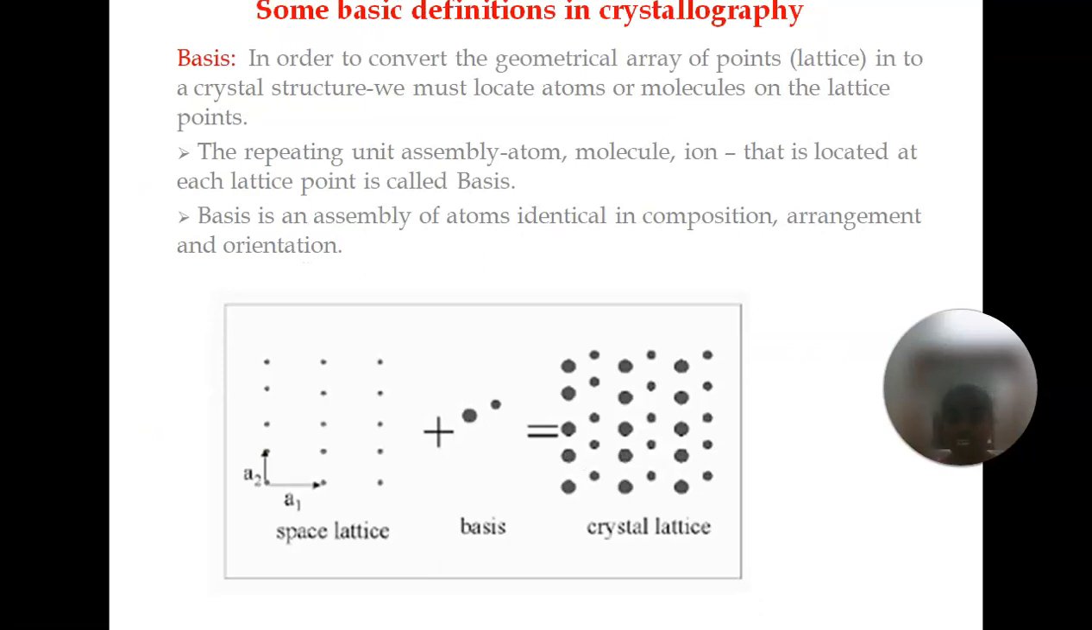Okay, so this space lattice plus basis will give you the crystal lattice. When these lattice points are repeatedly arranged to form a structure, the repeating unit is called a basis. Basis added to the space lattice is called a crystal lattice.